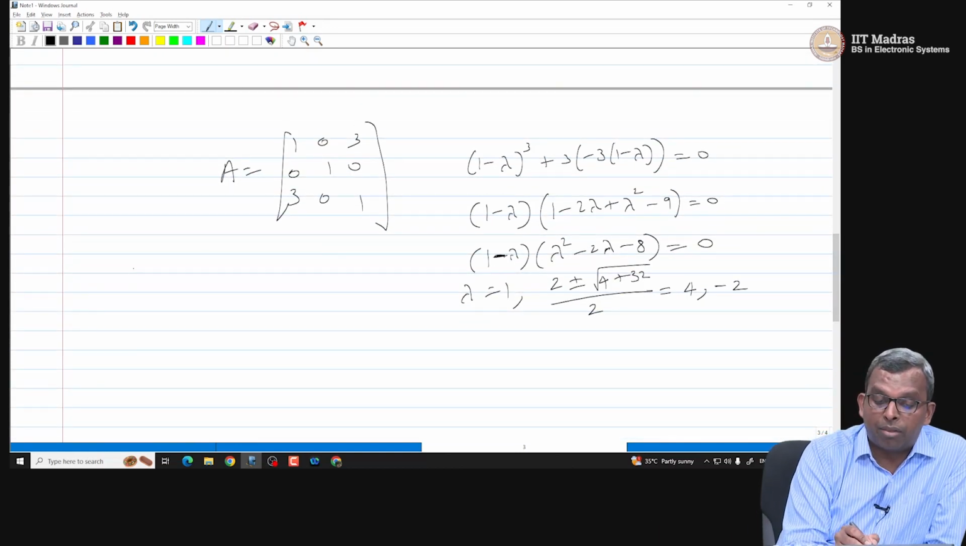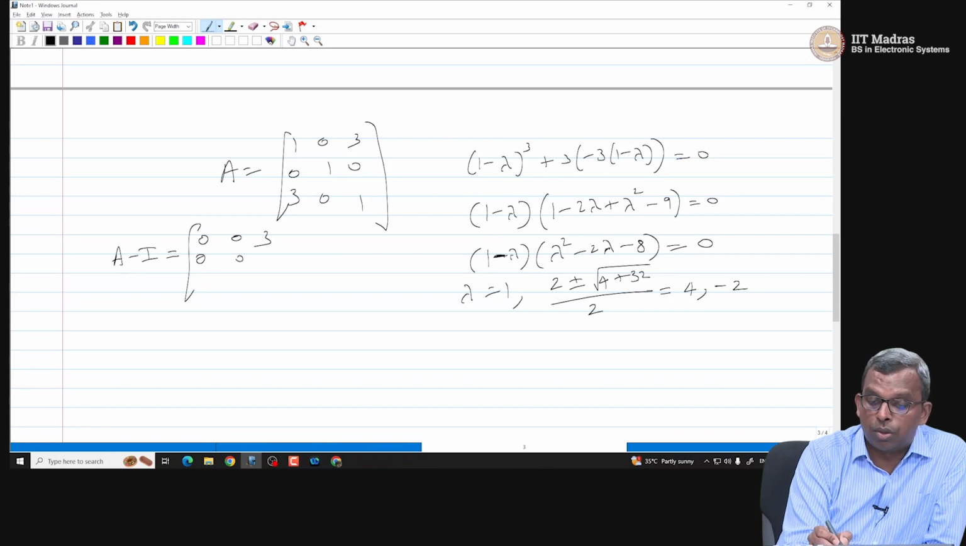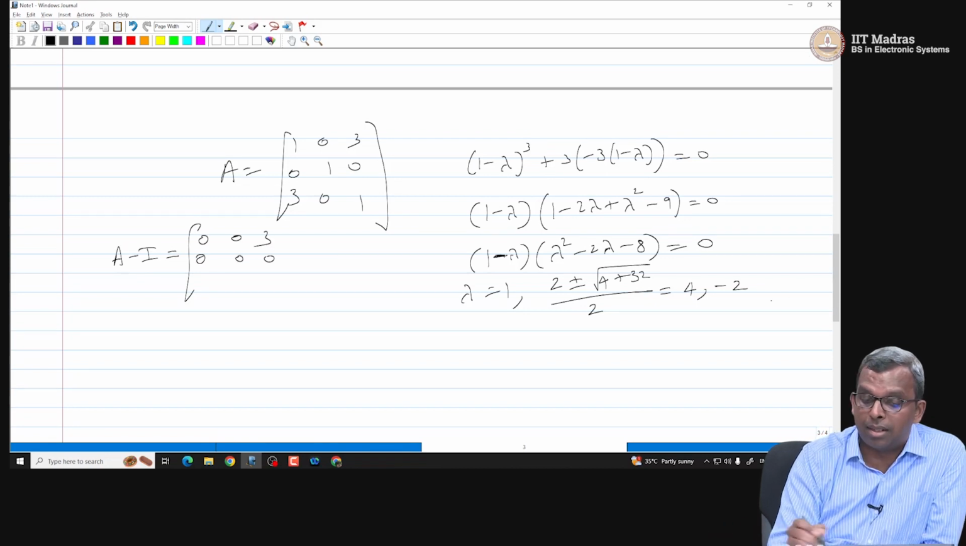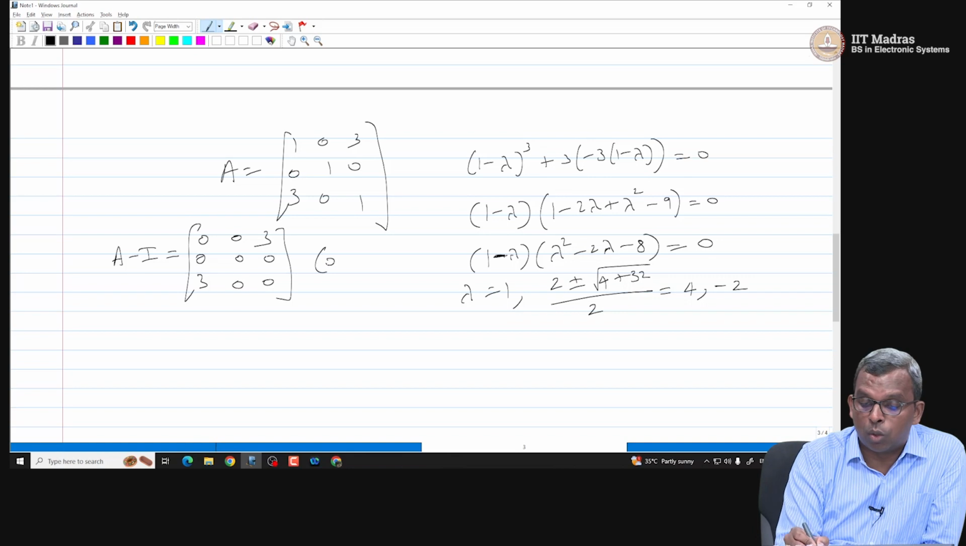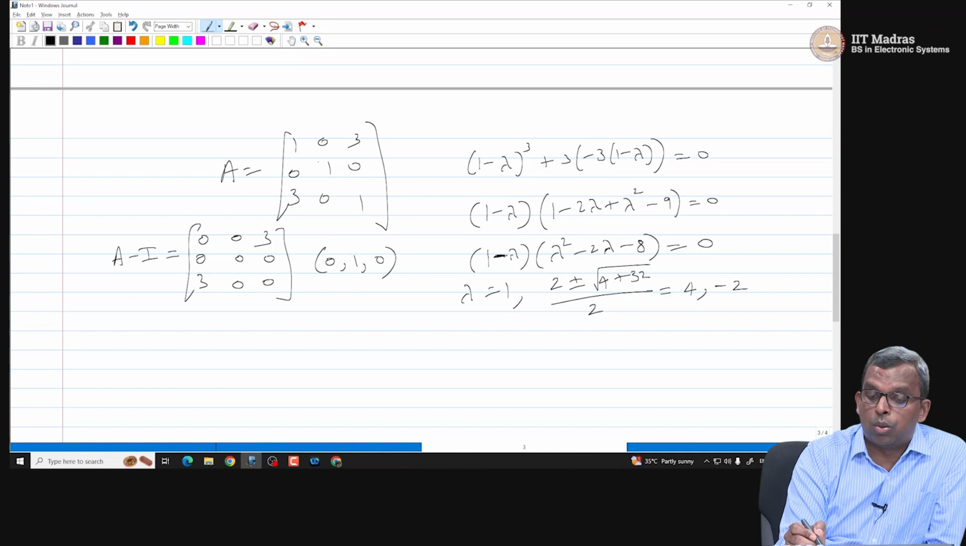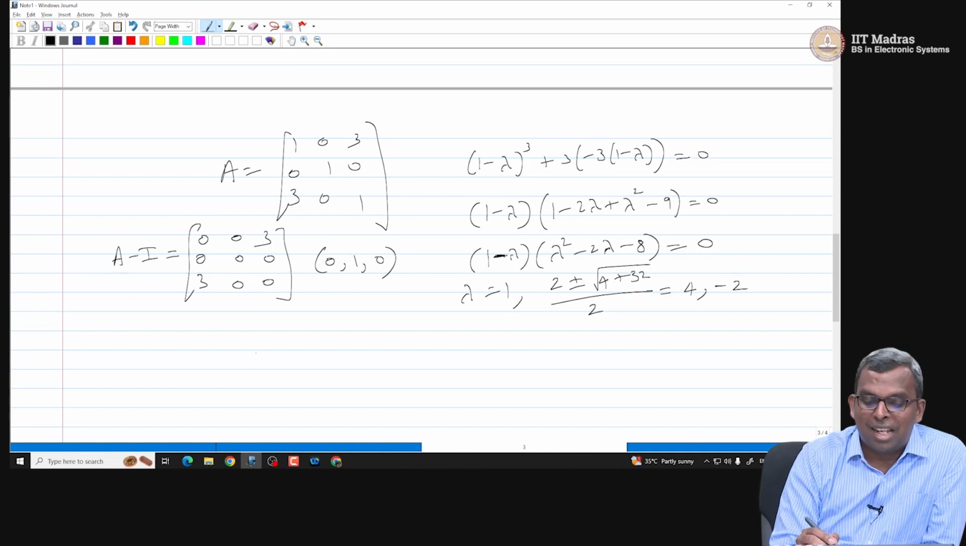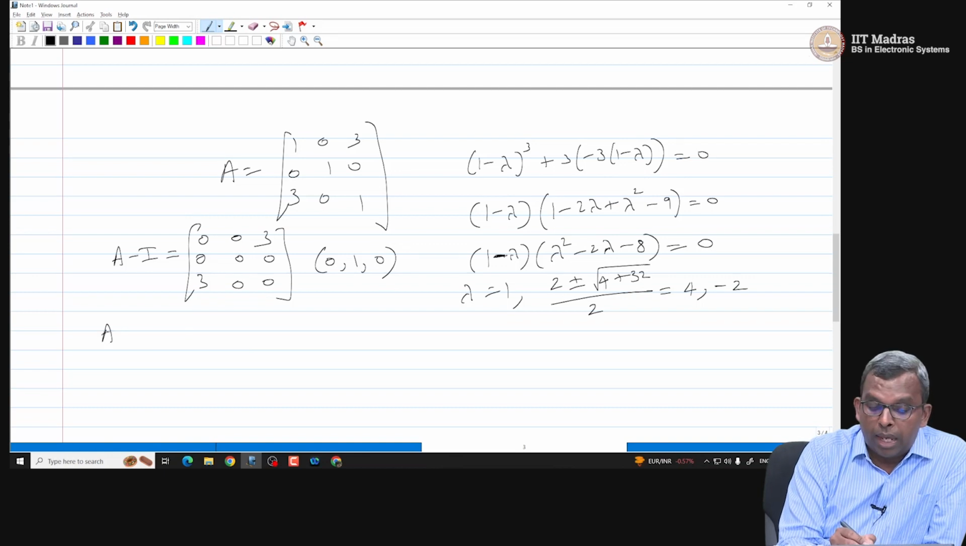So now I need eigenvectors. A minus I is basically a whole bunch of 0s. So immediately you see it is diagonalizable, there are distinct eigenvalues, so you do not need to bother about it. If you do this, the eigenvector is 0 1 0, it's sort of obvious. 0 1 0 multiplied gives you 0 1 0. So it is an eigenvector, there is no problem. So V1 is that.